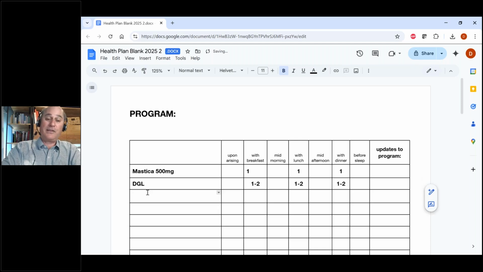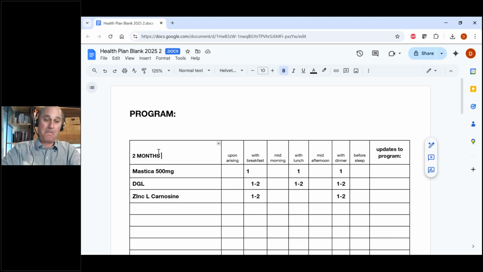Or I often use this stuff, zinc L-carnosine. And a bunch of different brands will have that. You can use 1 or 2 of those twice a day. But it's something that's specifically stomach lining calming, along with the killer, which is the mastica. And these programs usually run for around 2 months. And you stop, give them a month or two to recover, and then retest and make sure you got it.